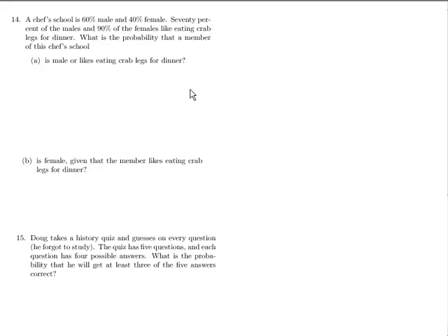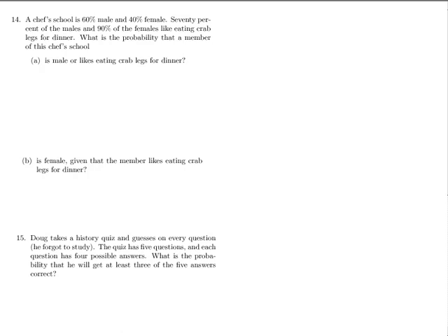Question 14. We have a chef school, 60% male, 40% female. 70% of the male and 90% of the females like eating crab legs for dinner. We're going to select a member at random. What's the probability this person is male or likes eating crab legs for dinner?